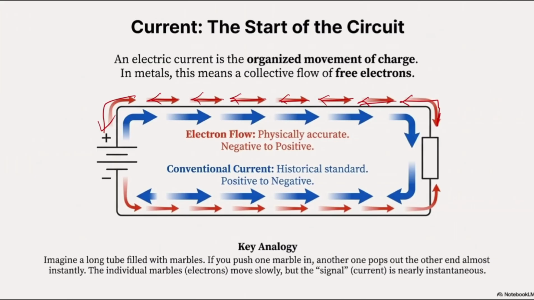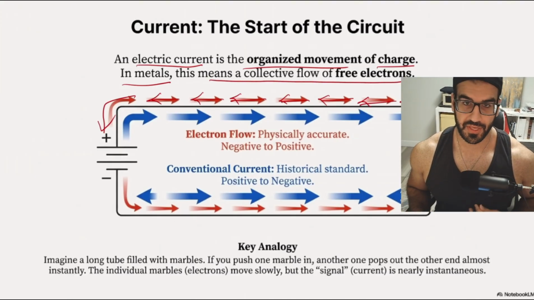Imagine that you have a battery and you have a load, but in the meantime, you don't have any current. Either your wire has a problem, or your battery is dead. When you don't have any current, everything would be meaningless. So we have to talk about the very fundamental thing, which is current. What is current? An electric current is the organized movement of charge in metal. This means a collective flow of free electrons.